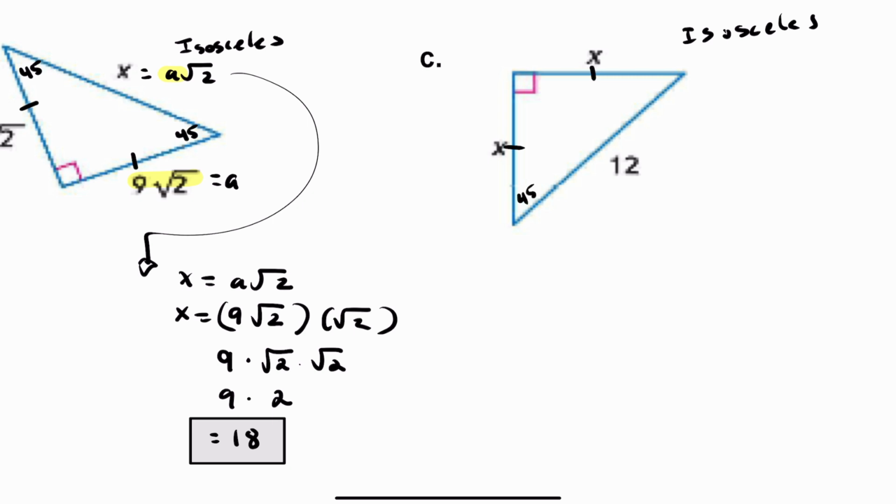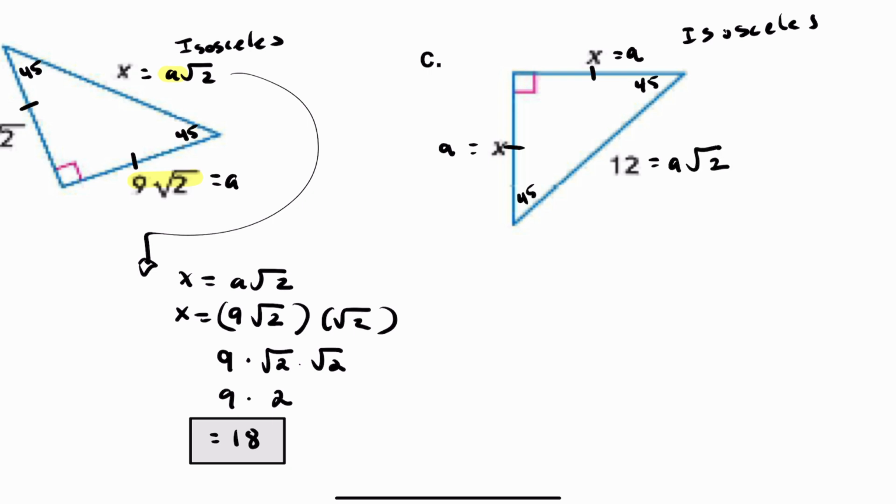So 45 here, 45 here. Across from 45 degrees, this is A. Across from 45 degrees here, that's A. And then lastly, across from 90 degrees, this is a root 2.